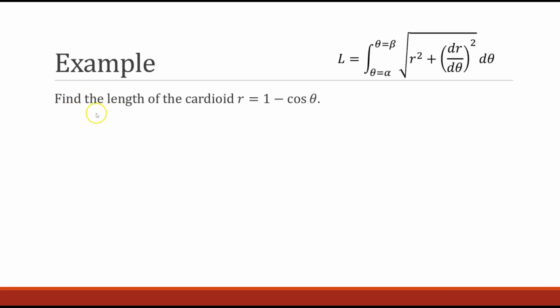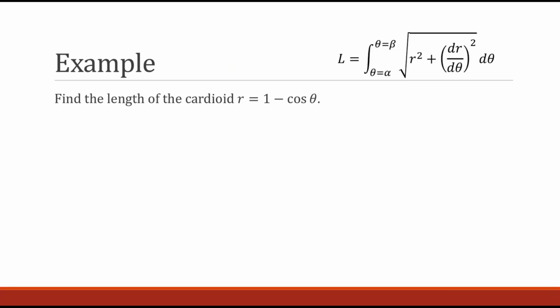And in this example, we're going to find the length of the cardioid, r equals 1 minus cosine theta. So here, although the limits of integration aren't explicitly provided, in order to get the length of the full cardioid, which is like that heart shape, we're going to have to go around the entire unit circle. So we're going to have to extend from 0 to 2 pi.